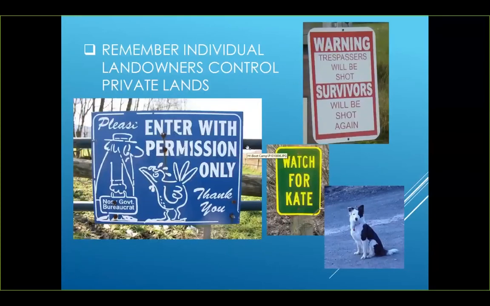So now, remember, individual landowners control private land. And looking at some of these pictures, those attitudes, you're going onto their business, and you're also going to where they live, most likely their home, right? So, you may see signs like this. The government is not portrayed well in that first sign. Looking at, watch for Kate. I don't know who Kate is, but that's a warning sign. So we're going to where they are, and we have to understand that.